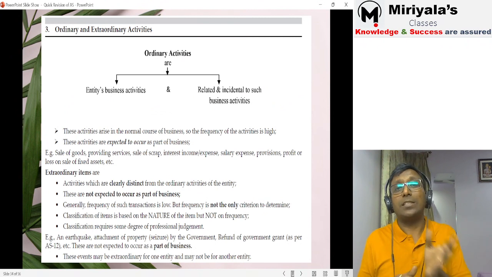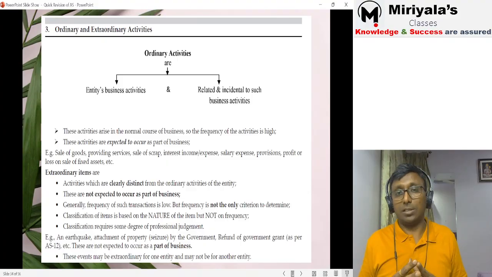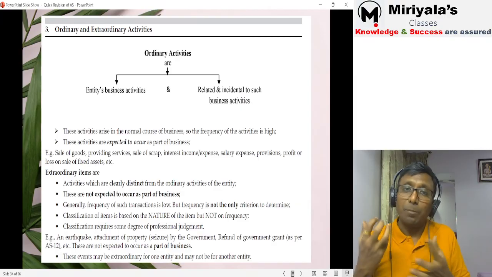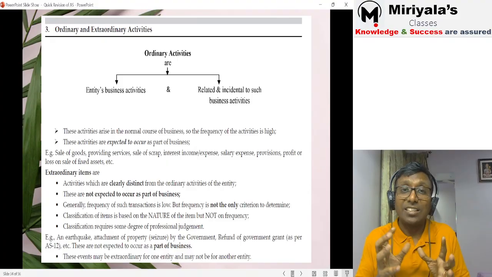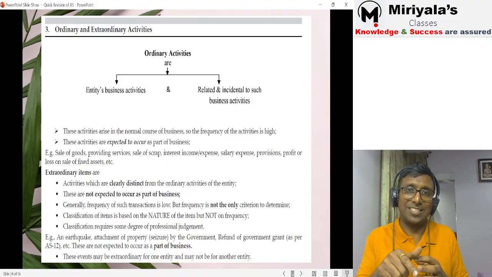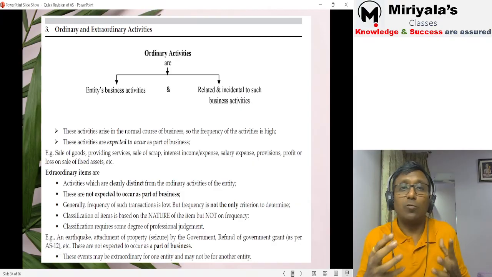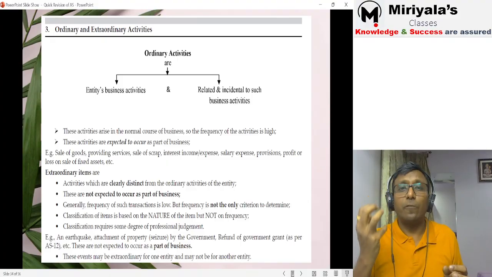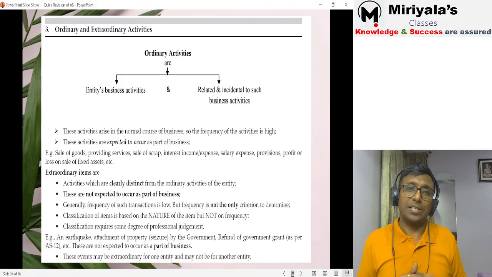Next, what is extraordinary activity? It is not expected to occur as part of my business. Some earthquake has happened, you got loss. Some sudden fire accident, you don't deal with fire, but a fire accident occurred, and yes, you lost something. So these did not happen because you are doing the business. So these are extraordinary activities. If it is extraordinary, what should I do? You are supposed to disclose it separately on the face of financial statements. I'll show you in one of the slides how it will be presented.